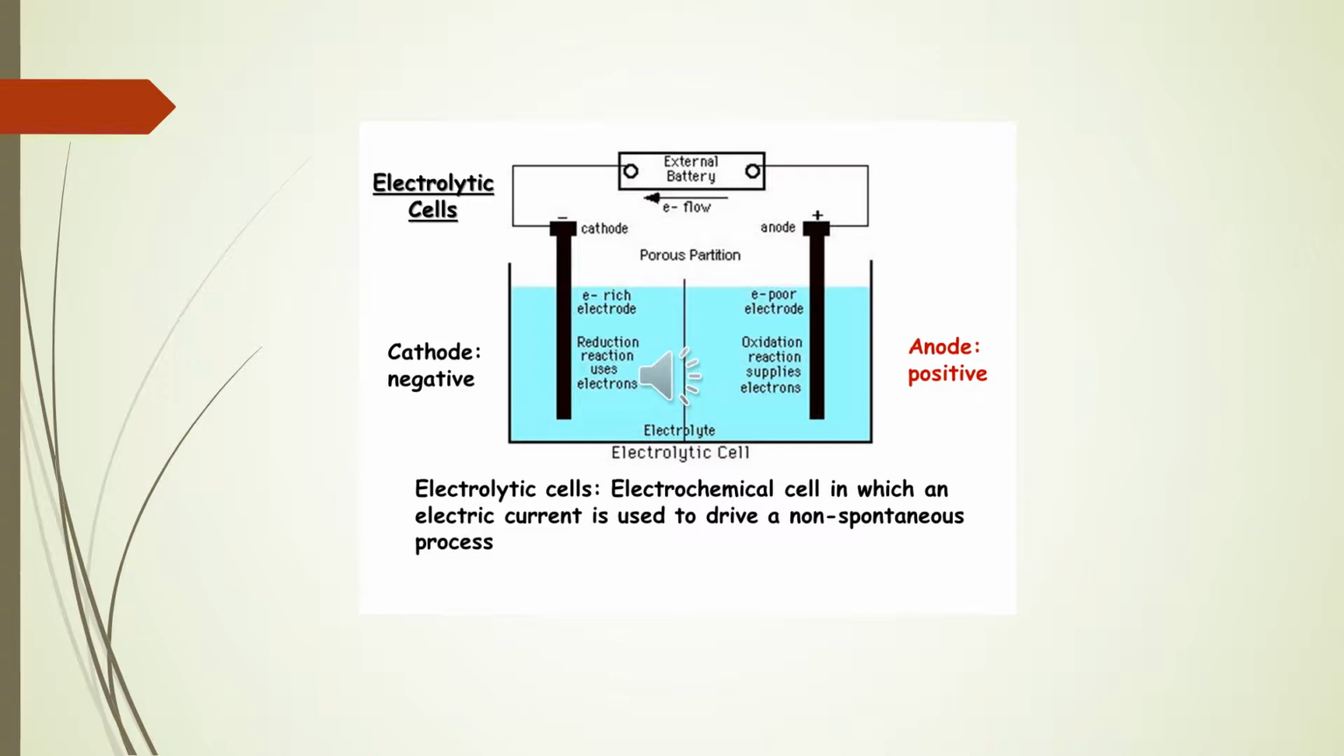Both the electrodes are in the same container, as we see, and we need to have a molten electrolyte. Here, the anode is the positive and the cathode is the negative. So this is the reverse of the galvanic cell. However, the anode is still the site of oxidation and the cathode is still the site of reduction. The external battery supplies the electrons, and they enter through the cathode and come out through the anode.